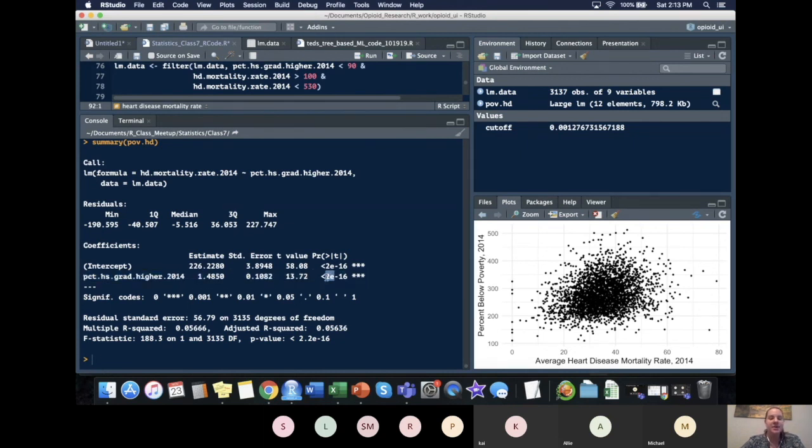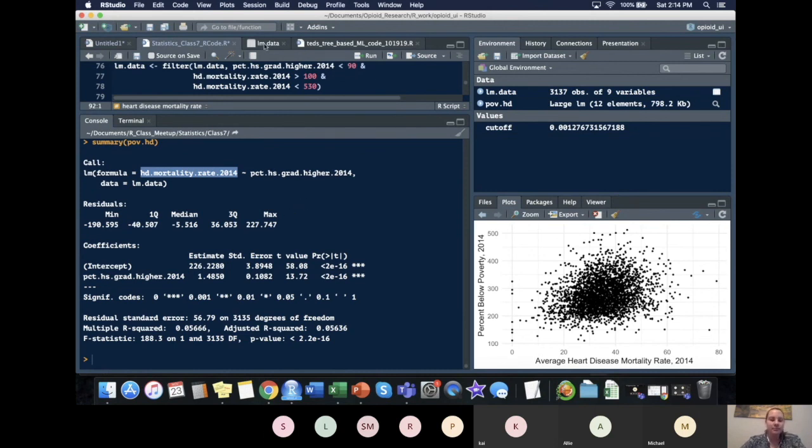When we see this p-value, this means it's very low. When we see that -16, that means the percent of the high school graduation, that variable has a very strong relationship with the heart disease mortality rate. Again, correlation does not equal causation. It applies in this case too.